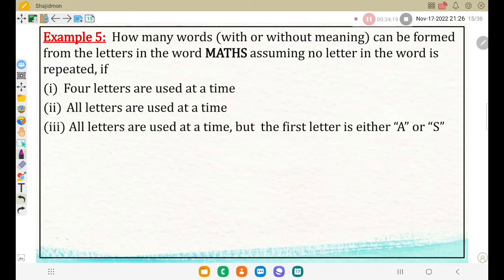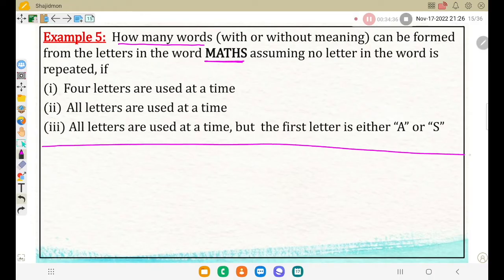Example number 5. What is example number 5? How many words, with or without meaning, can be formed from the letters of the word MATHS. Some words may have no meaning, no problem. This is our word MATHS. How many words can be formed from the letters of the word MATHS?